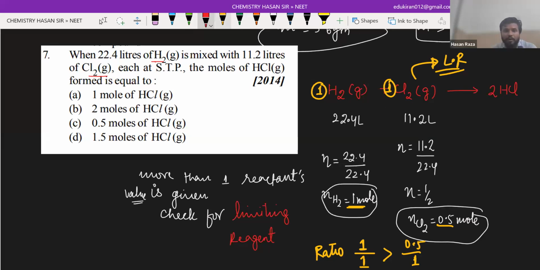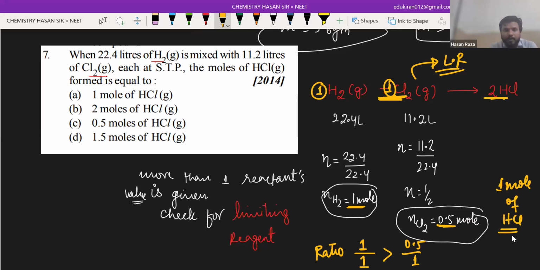And the reaction proceeds according to the limiting reagent. So look at the balanced chemical equation: 1 mole gives 2 mole. According to the balanced chemical equation, 1 mole gives 2 mole. So 0.5 mole will give 1 mole of HCl.